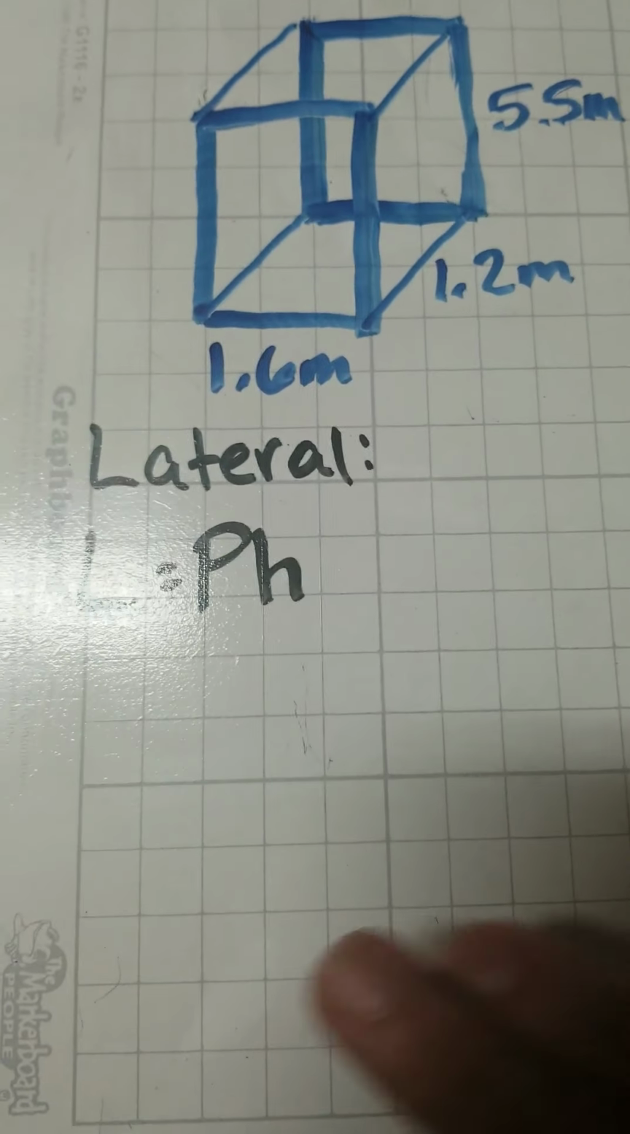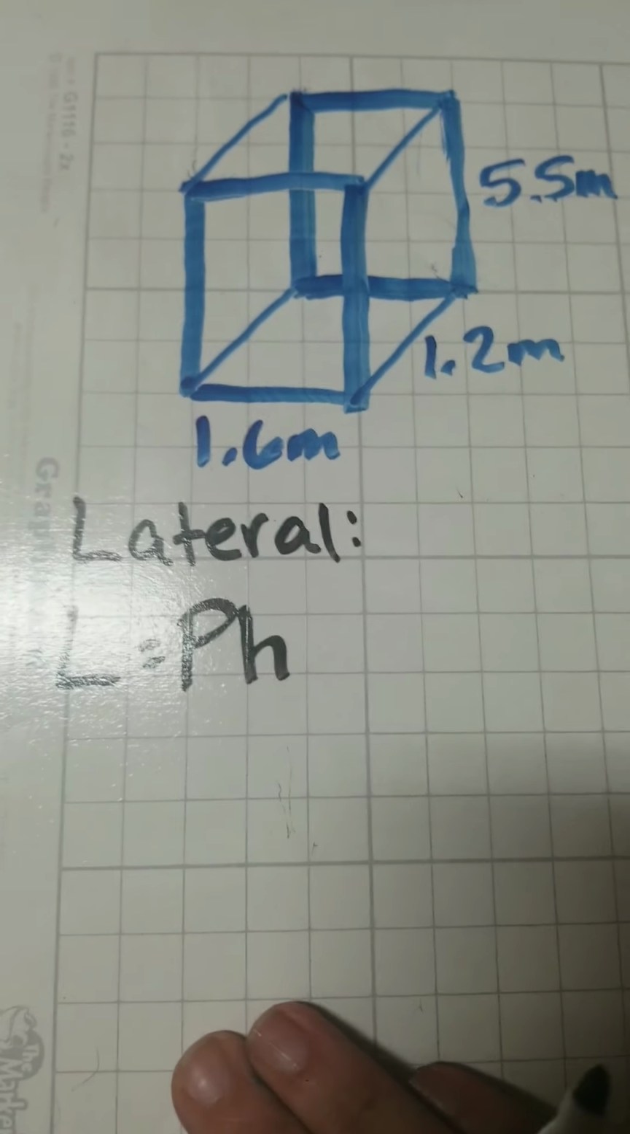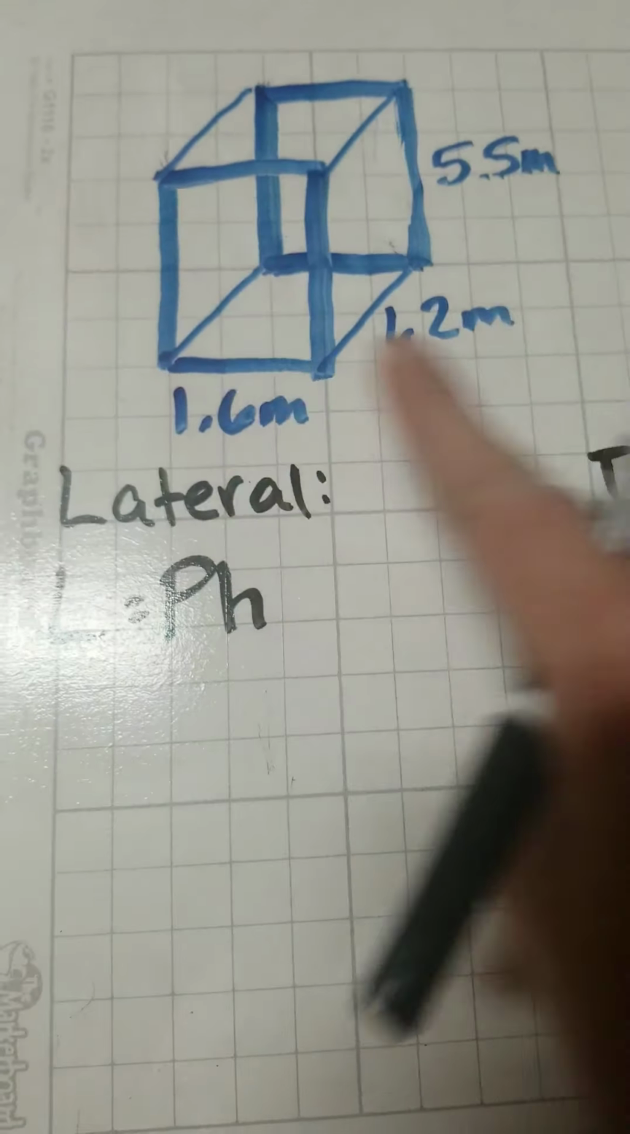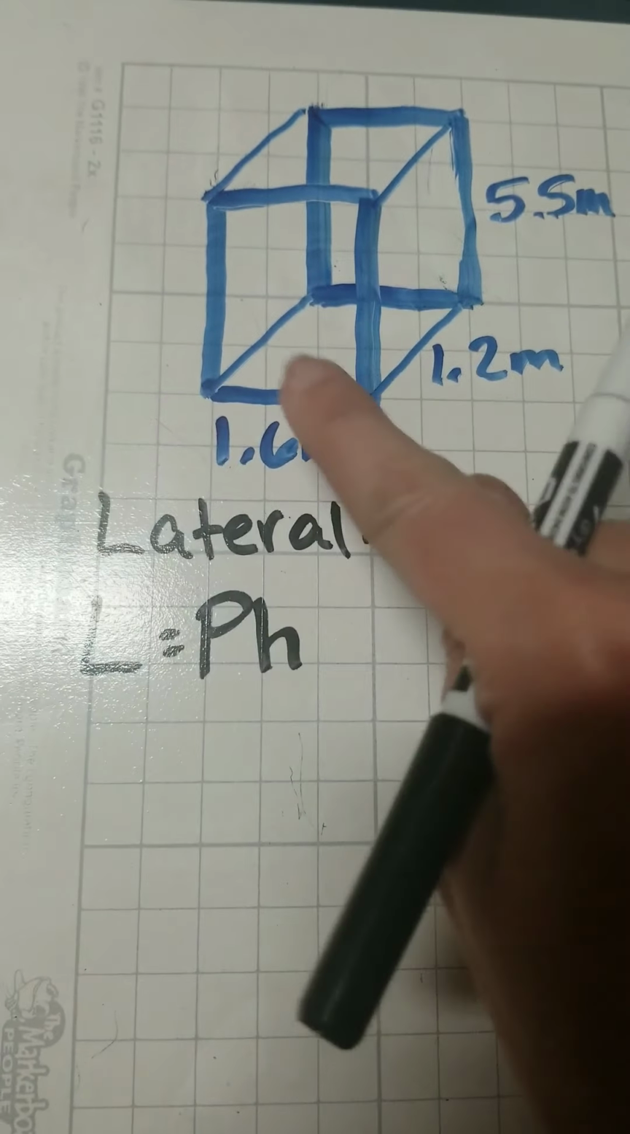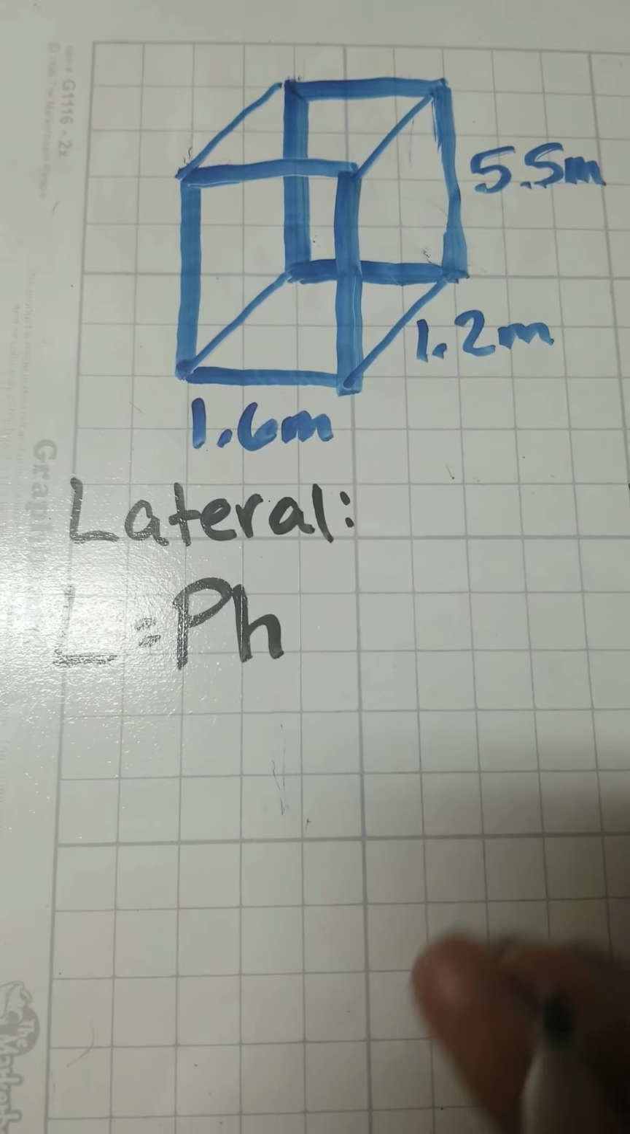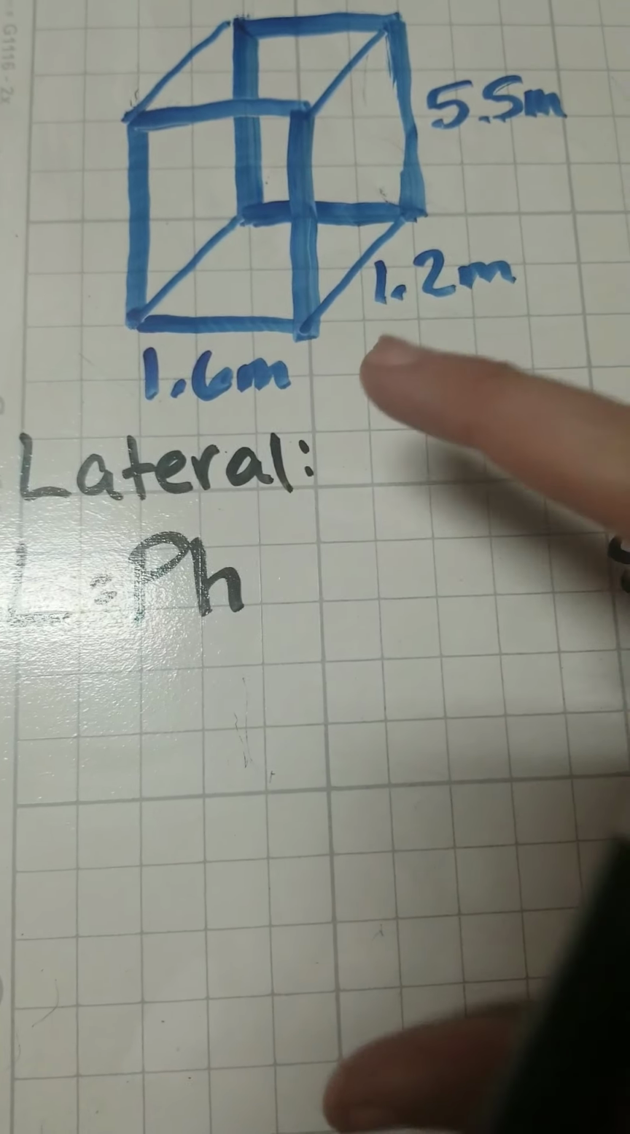Okay, so here's another example. We're going to do lateral surface area and total surface area of this rectangular prism. You notice this one has some decimals, so we have a little bit more work cut out for us. So let's look at lateral surface area.